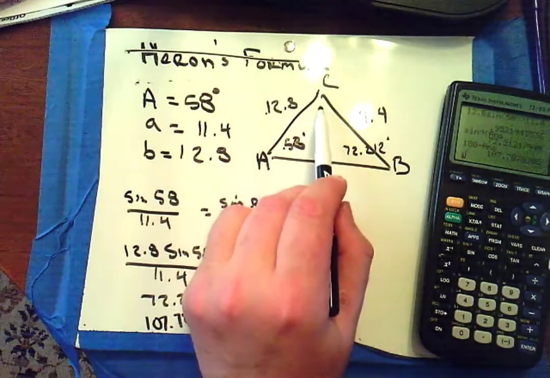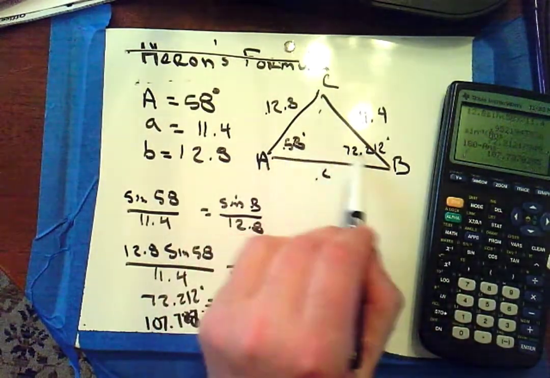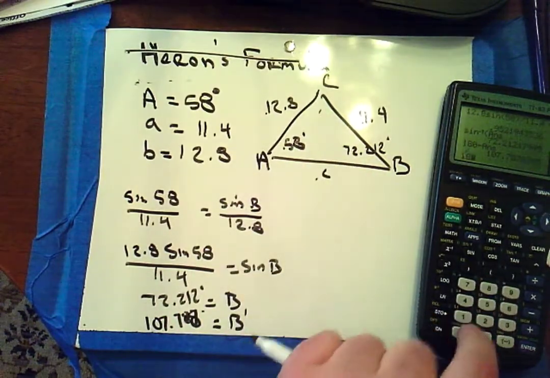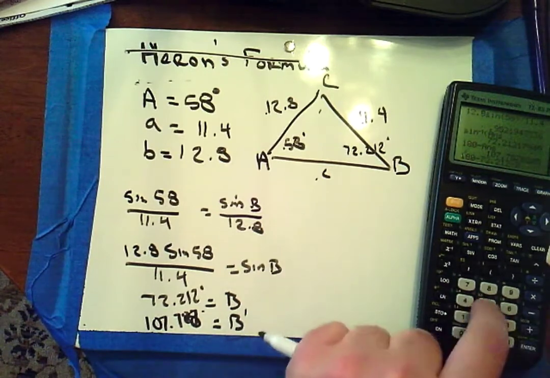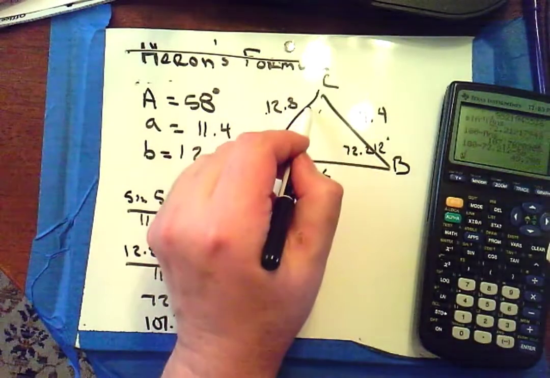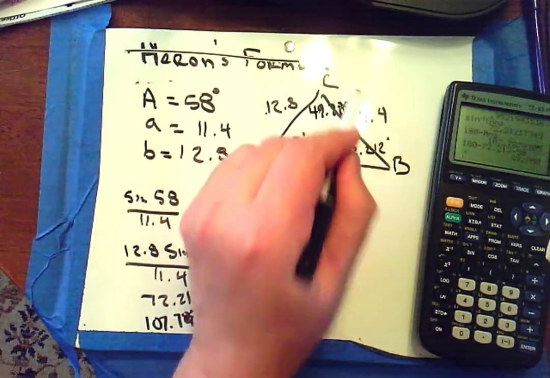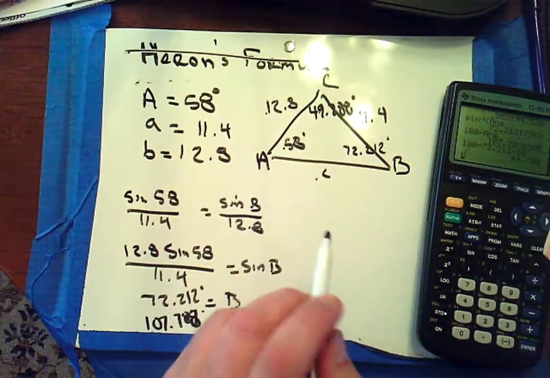I'm going to need to find one more piece of information. So I can subtract these two angles from 180 to get that. And so I'll have 180 minus 72.212 minus 58, and I get 49.788 degrees. And now I'm ready to do a side angle side approach here.